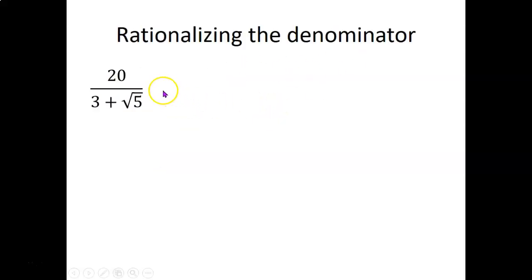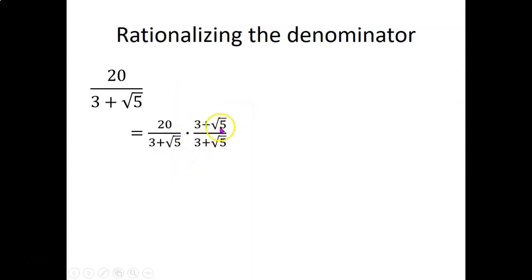We're going to rationalize the denominator of the expression 20 over 3 plus the square root of 5. We're going to rewrite that so that it no longer has a radical in the denominator. Now, your first thought might be, let's do what we did last time and just multiply by whatever's on the denominator, multiply by that again, just on top and on the bottom.